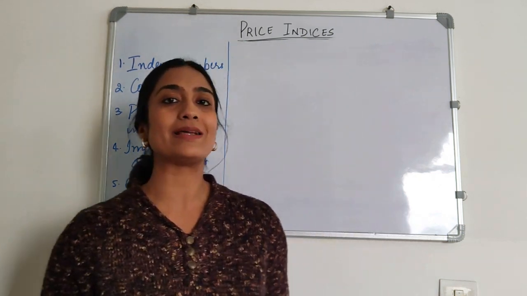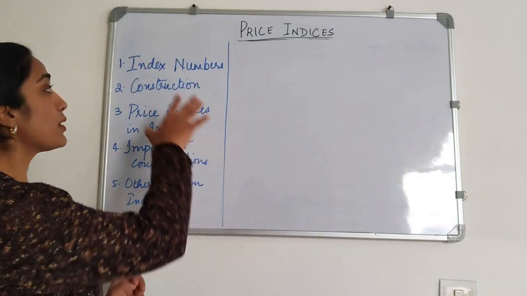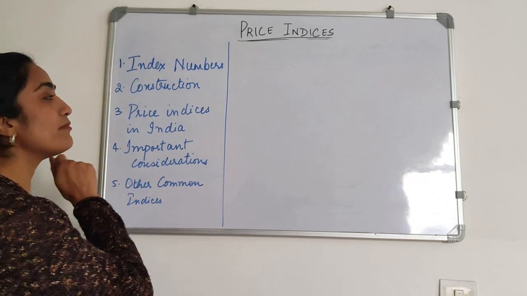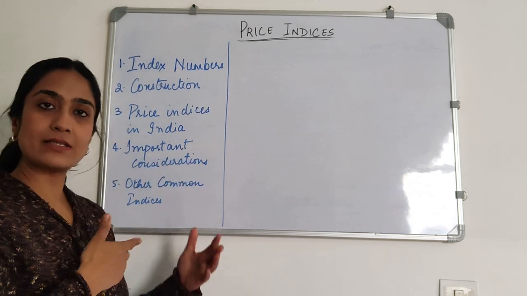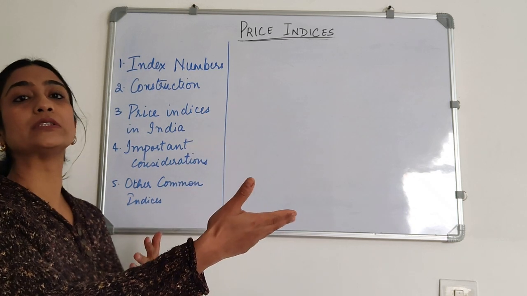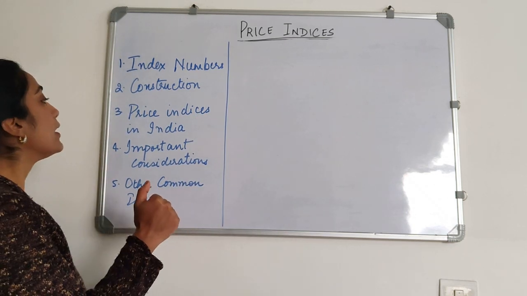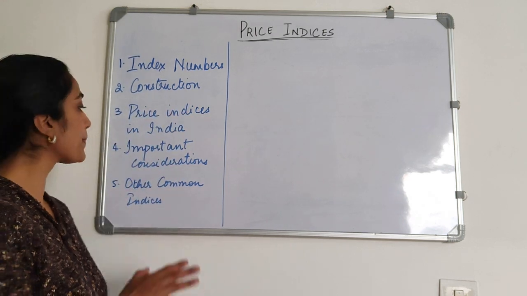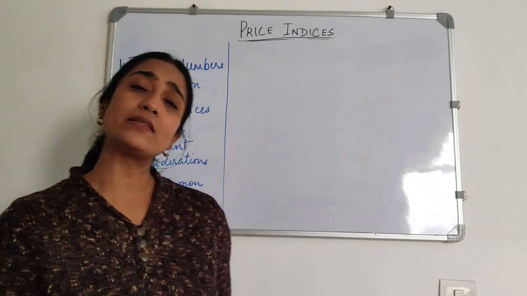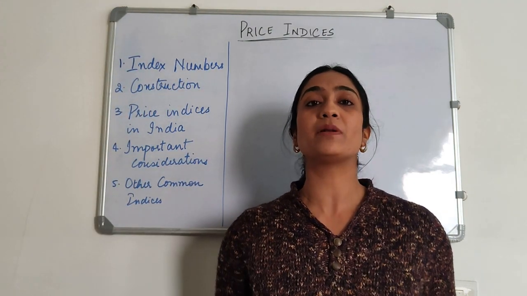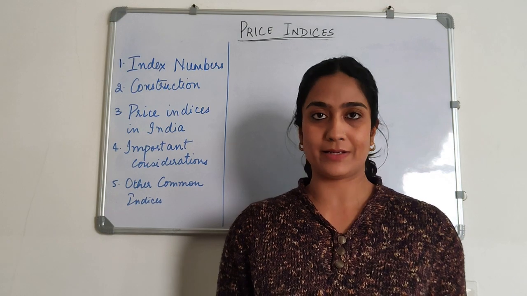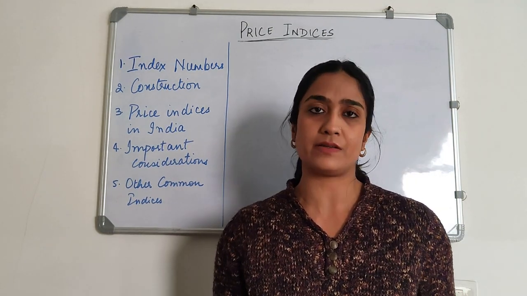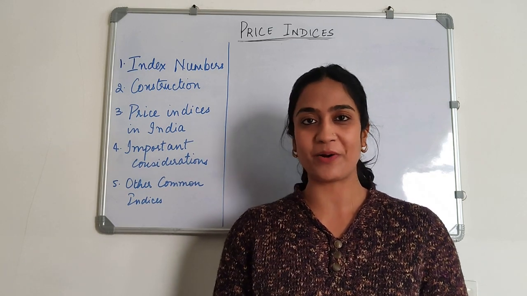We are going to talk about what price indices are, and we're going to cover these points. So we'll start with what index numbers are, then we'll see how to construct an index number. We'll start from the simplest and then go to the more complicated methods. Then we'll talk about what are some of the common price indices in India. Then we'll move on to some of the important considerations that one must keep in mind while constructing a price index. And finally, we'll also discuss some of the most common other indices that we see all around us. All right, so let's begin.